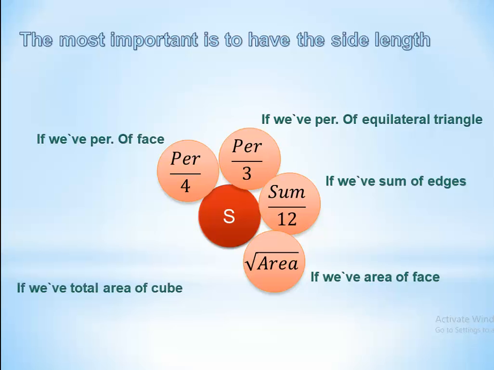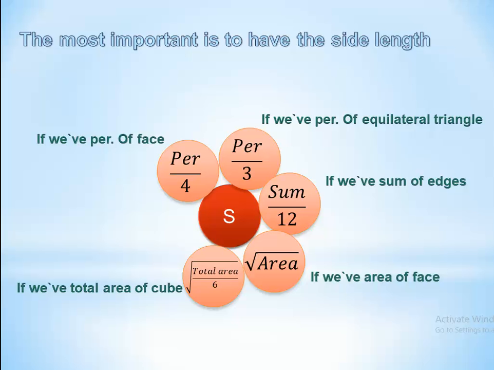Okay, if we have the total area of the cube, how many faces does a cube have? We have 6 faces. So if I want to get the side, it will be the square root of the total area over 6.